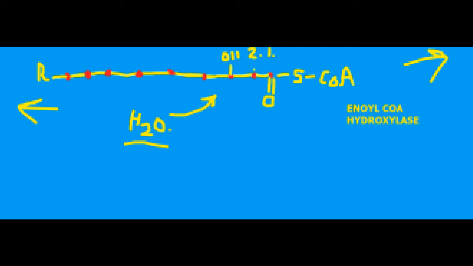So the next step to happen is the conversion of this hydroxyl group to a carbonyl, or rather it basically removes the hydrogen from here and the hydrogen from here and forms a double bond onto there. So this is the next step, and I'll stencil that in, and that is by hydroxyacyl-CoA dehydrogenase.